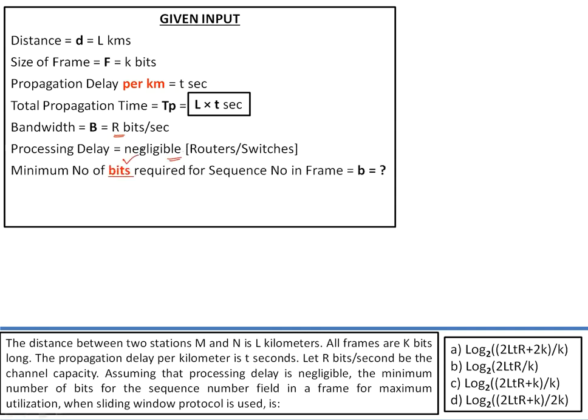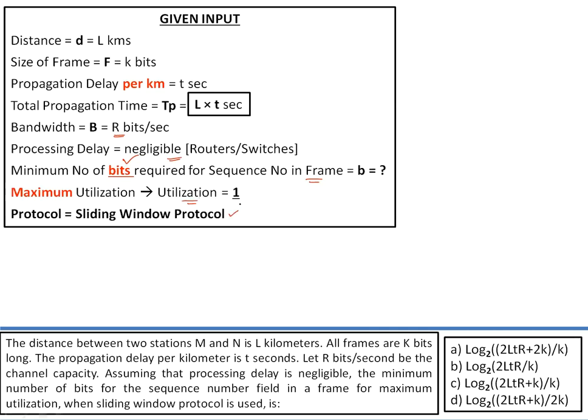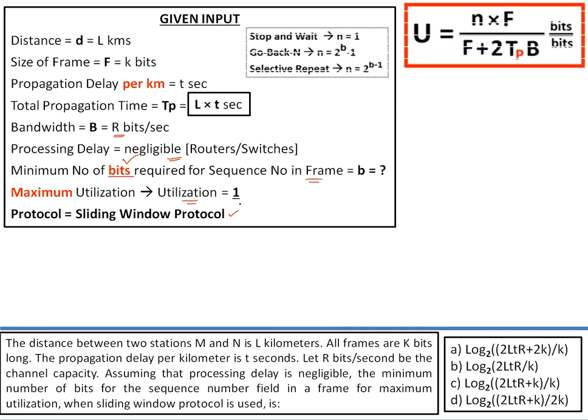Minimum number of bits required for sequence number in the frame. Maximum utilization, that will be 1. So protocol is sliding window. Whenever there's a sliding window protocol, by default it will be go back n, that is 2 power b minus 1, guys. So you have to substitute in the formula. Utilization is equal to n into f by f plus 2tp into b bits. So 1 is equal to n into k by k plus 2tp into b.